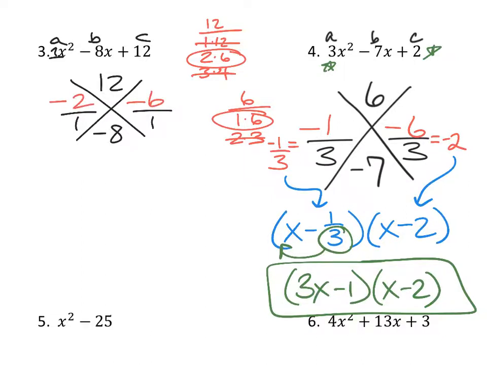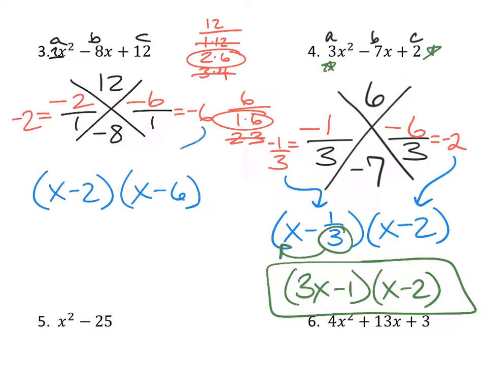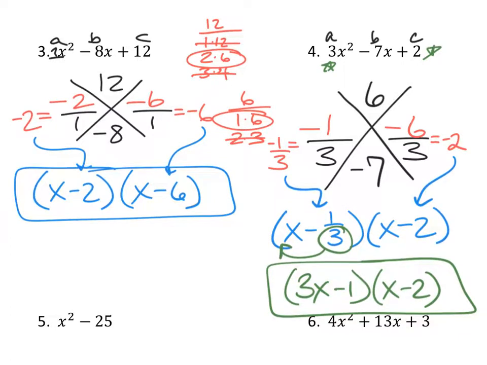Okay, so I play the reducing game. Negative 2 divided by 1 is negative 2. And negative 6 divided by 1 is equal to negative 6. We pull those numbers down. X minus 2, x minus 6. And that's my factored form because there's nothing left to swing.